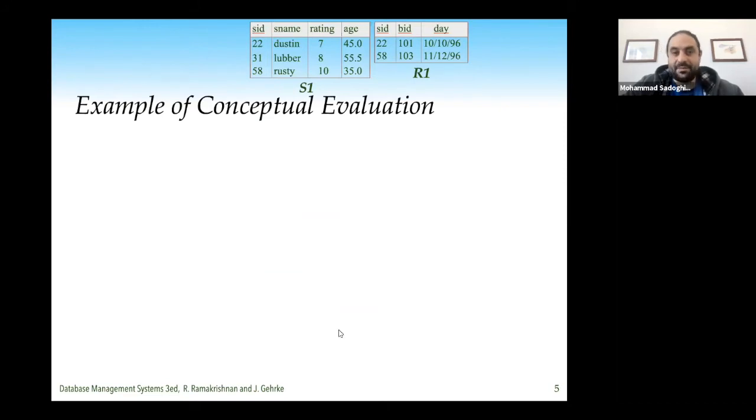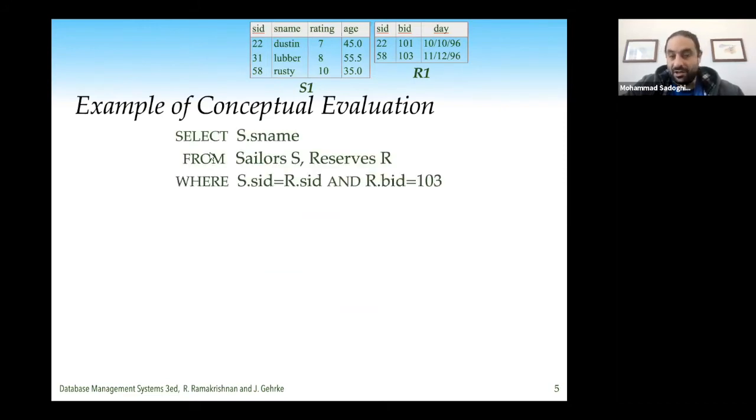And another example of this conceptual evaluation. Let's look at the first query: select S.sname from the table Sailor, renaming it S, and from the Reserve table, renaming it R as a shorthand, where the SID of the sailor is equal to the SID of the reserve R, and the BID is equal to 103. So basically returning the name of all sailors who have reserved the boat with the ID of 103.